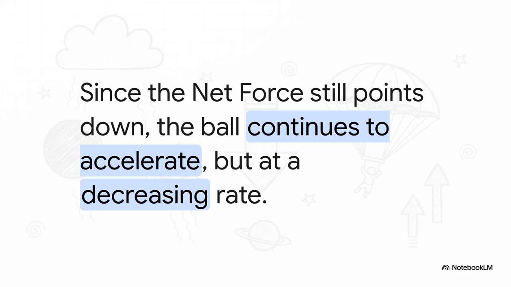So here is the crucial takeaway. Because gravity is still winning that tug of war, the net force is still pointing down. And what does that mean? It means the ball is still accelerating, it's still speeding up. But, and this is the big but, because that net force is getting weaker and weaker, the rate of acceleration is actually decreasing. And that, right there, is the answer to our first question. The acceleration is not constant.